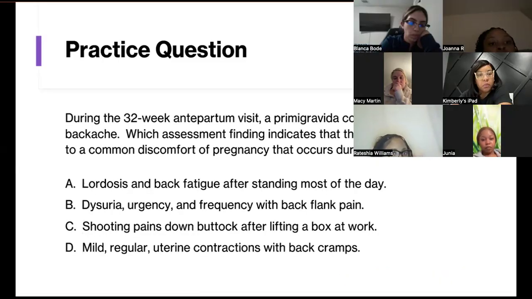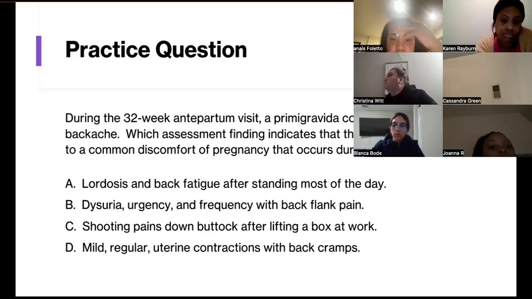During the 32-week antepartum visit, a primigravida, so what does that mean, primigravida? First pregnancy. First time pregnant. Yep, she complains of a backache. Which assessment finding indicates that this complaint is related to a common discomfort of pregnancy that occurs during the last trimester?